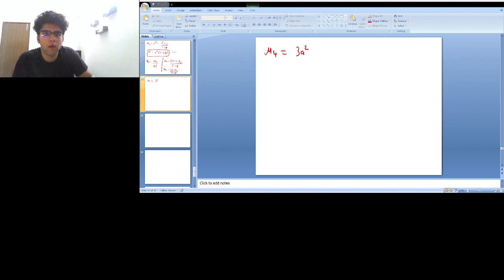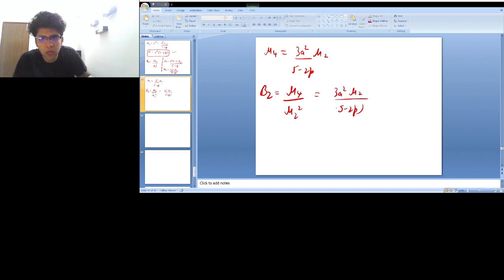So the value of my mu 4 is 3a square mu 2 divided by 5 minus 2p, and the value of my beta 2 is mu 4 upon mu 2 whole square. So let me just write this, 3a square mu 2 divided by 5 minus 2p and mu 2 square. So this and this get cancelled, so I am left with 3a square upon 5 minus 2p, right? So my beta 2 is equal to 3a square upon 5 minus 2p.